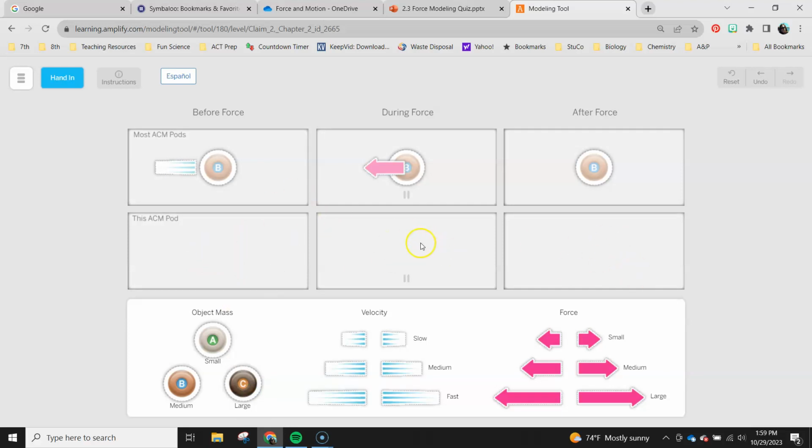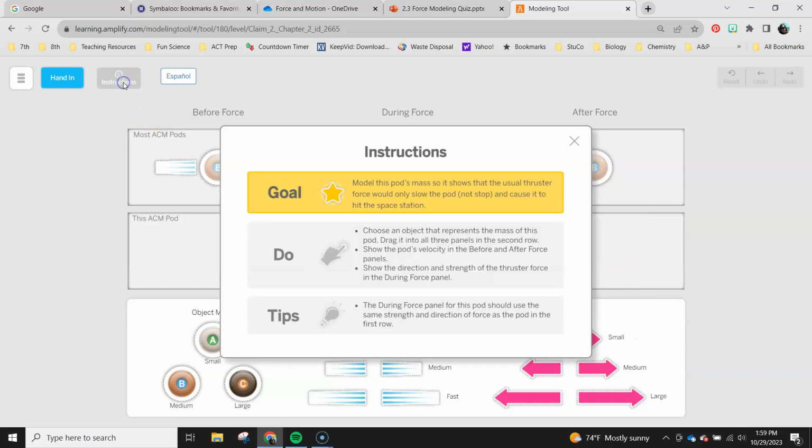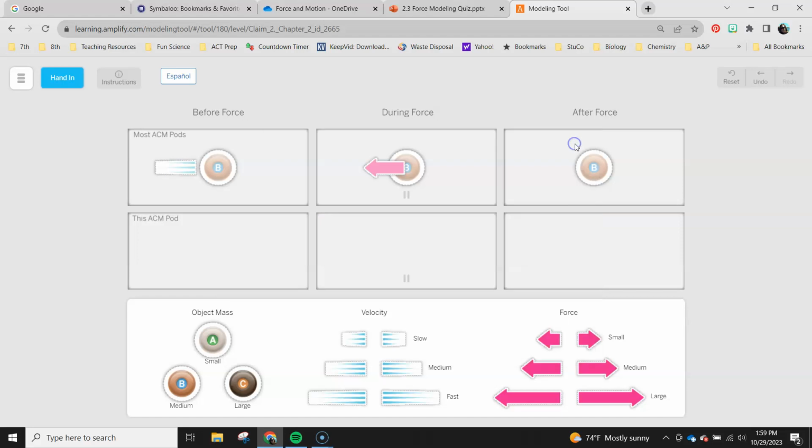Okay, once you guys have the same puck in all three of these boxes, you're going to go ahead and grab a pink arrow to show what the normal thruster force would look like. Remember, again, nothing was wrong with our thrusters. Okay, and then after the thrusters kick on, what would that cause the pod to do as far as its motion? Again, think back to what your goal is. Your goal is that it just slowed the pod down, it didn't stop it. So use the correct velocity to show this.